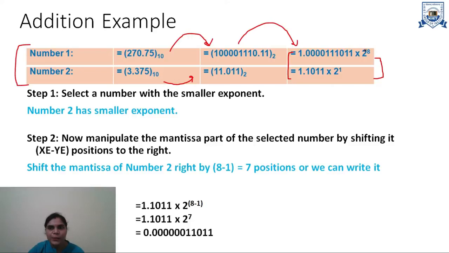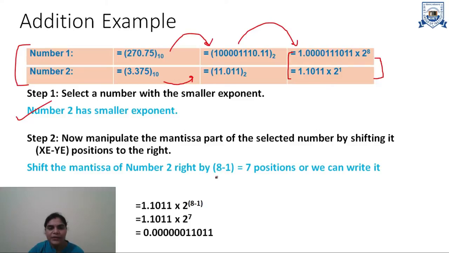So one exponent is 8 and the second exponent is 1. So the second number is the smaller exponent number. Now we will manipulate the mantissa part of number 2. So shift the mantissa of number 2 right by larger exponent minus smaller exponent.